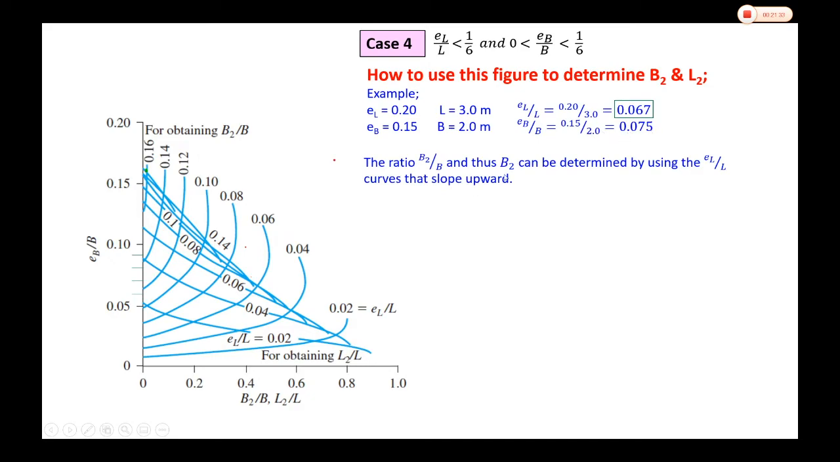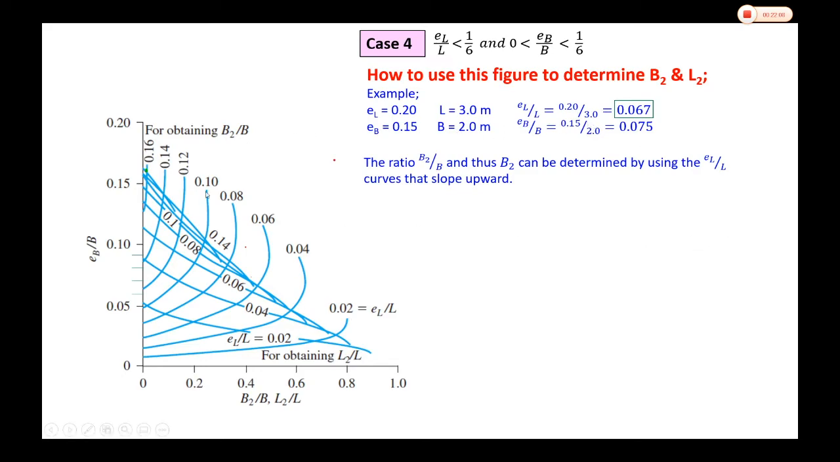Okay, to get the B2, you will need to refer to the ratio of B2 over B. It can be determined by using the EL over L curves that slope upward. This is the slope facing upward, for obtaining B2 over B. So we will refer to this slope curve to get the B2 over B.